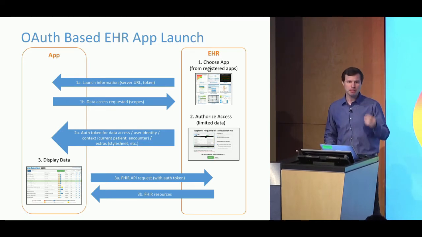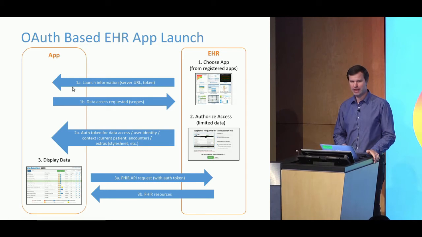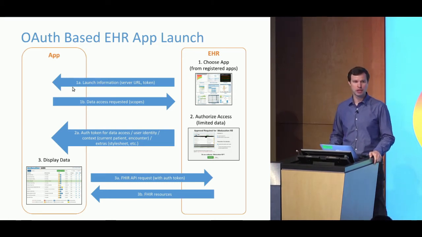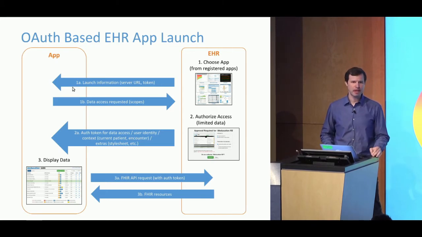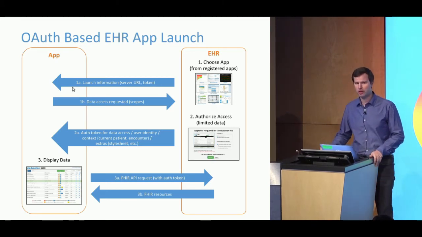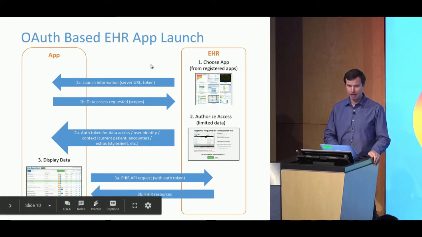It knows which patient I have open. It knows who I am as a clinician. And when it goes to launch the app, it passes that context to the app in this very first step. And then all the other steps look exactly like we talked about already with the standalone launch. And the end result there is that the app can get access to, for example, a single patient record in the context of a clinical workflow without the user having to go in and select that patient, because that context flows through this set of steps.